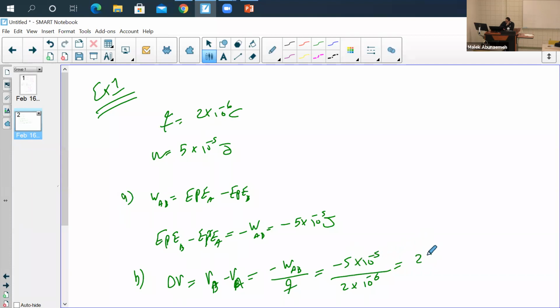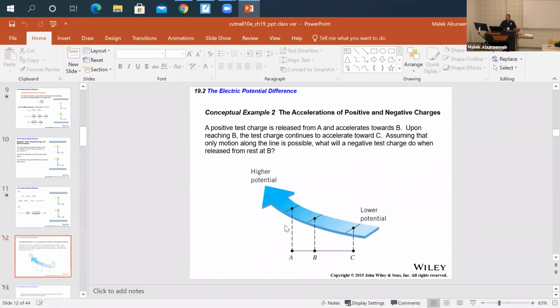5 divided by 2 is 2.5. And then you got negative 5 plus 1, and you get the negative over here. So 25 times 10 to the 1, so 2.5 times 10 to the 1, so equals negative 25 volts. Perfect.